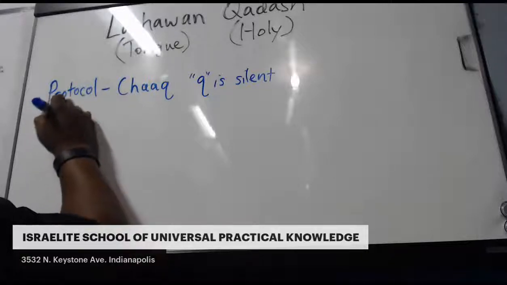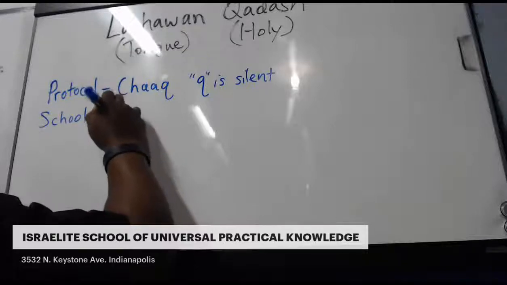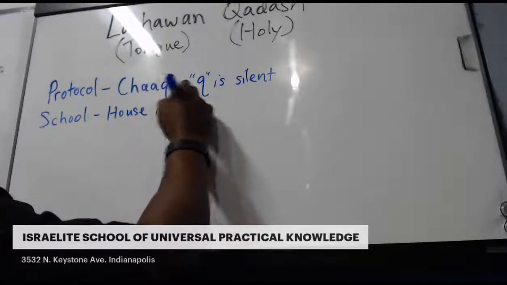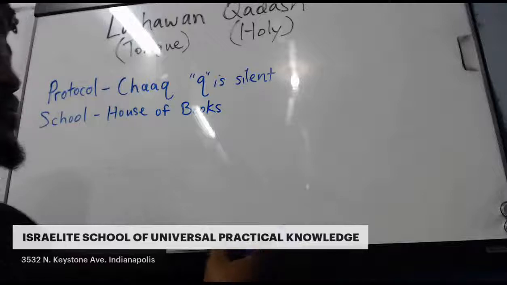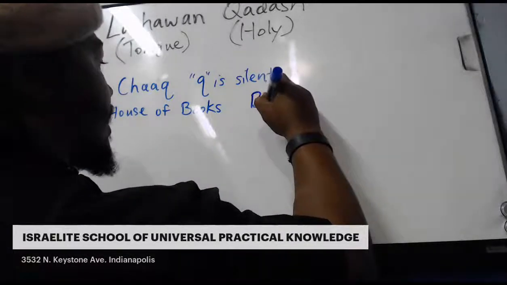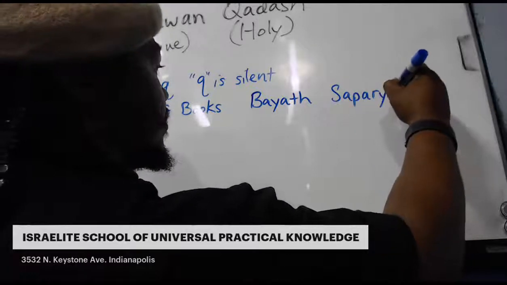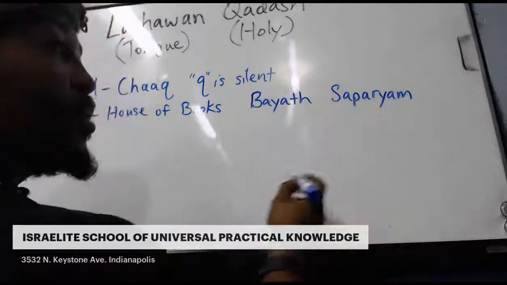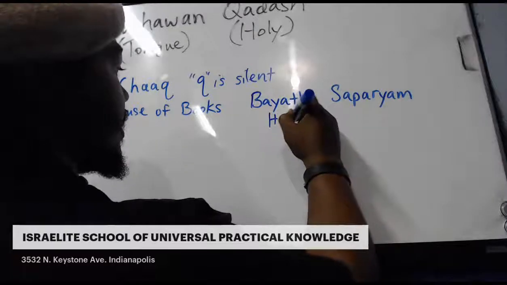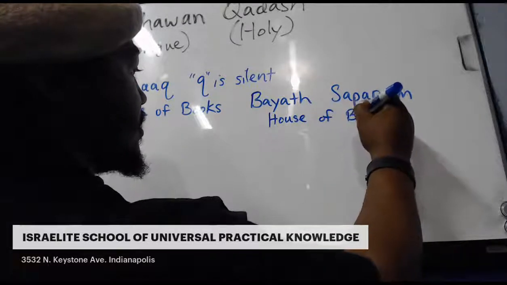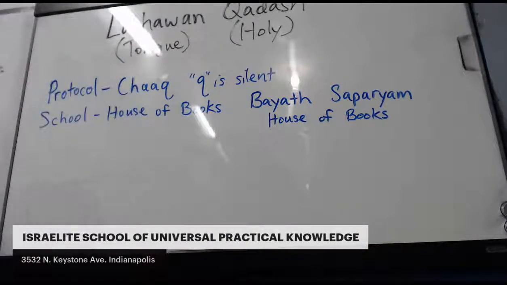School is house of books. How do you say house of books in the Hebrew? It's Bayath Saparium. Bayath meaning house, Saparium meaning books. House of books. Bayath Saparium. All right.